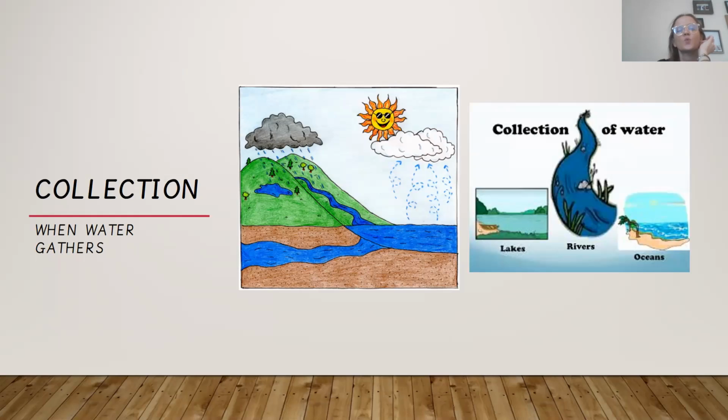Collection is when water gathers, and they can gather in things like lakes and rivers and oceans. So it gathers somewhere, a big pile of water. It can be in a puddle, it can be a swimming pool. That is a collection of water.